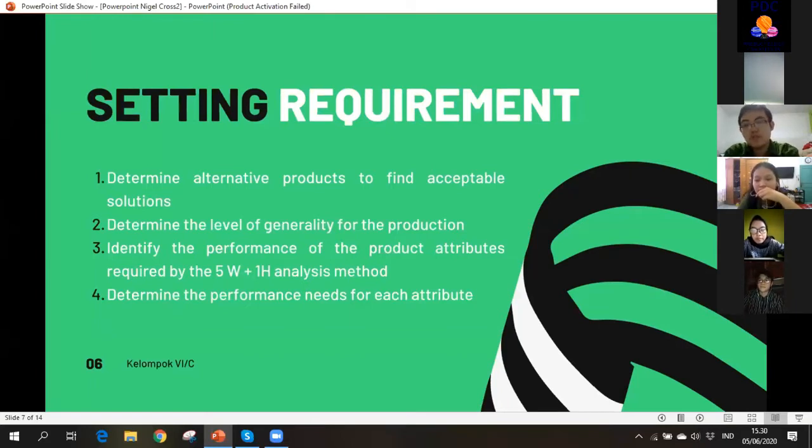The steps of setting requirement are: 1. Determine alternative products to find an achievable solution. Second, determine the level of rationality for the product. Third, identify the performance of the product attributes required by the 5W plus 1H analysis method. Fourth, determine the performance needs for each attribute.